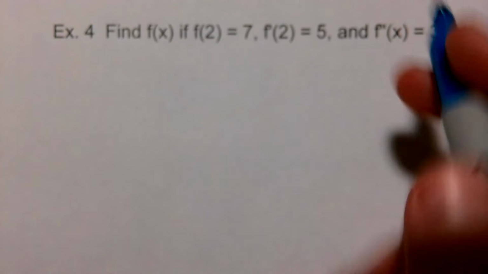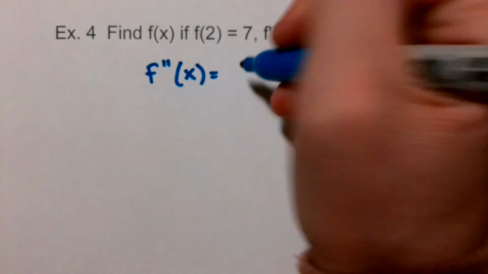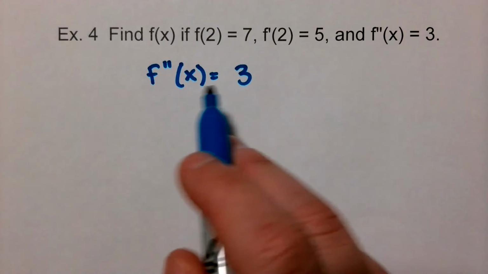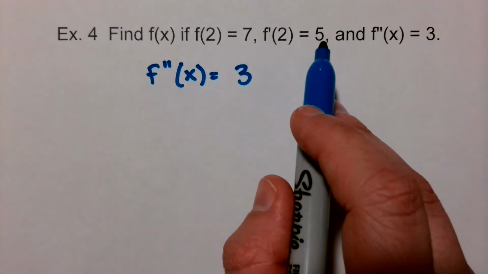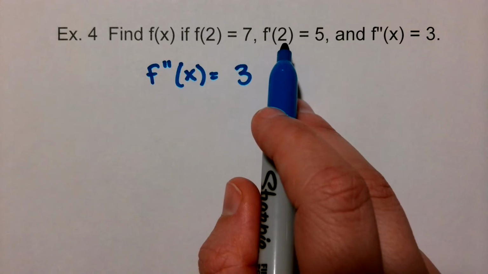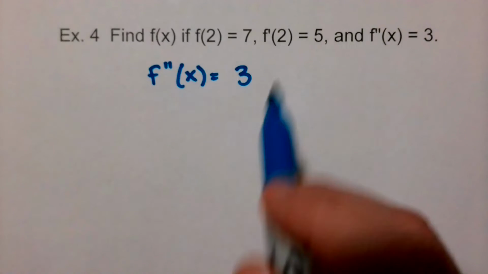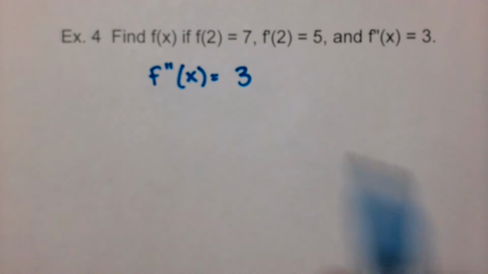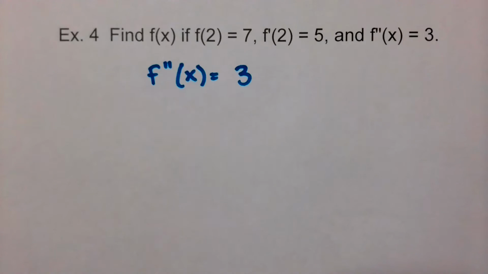So we will start with our f double prime equaling 3, but then I'm looking to integrate twice, and at each level I will need to solve for c. So I'll use my ordered pair f prime to solve for c there, and then when I integrate again, I'll use my f of 2 equaling 7 to solve for my final c.